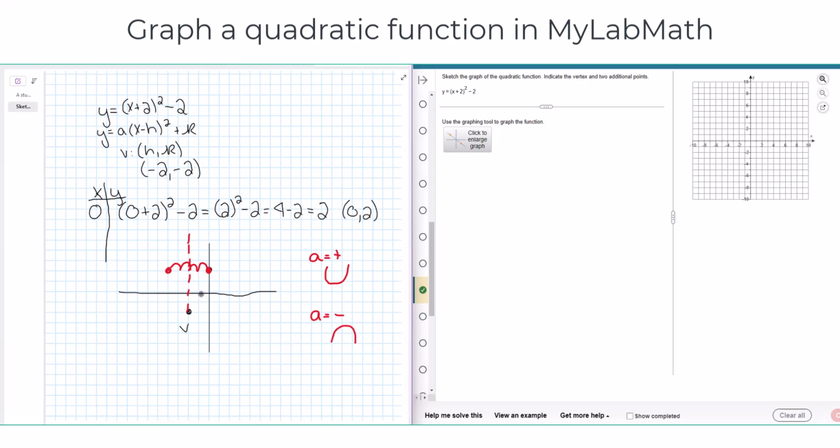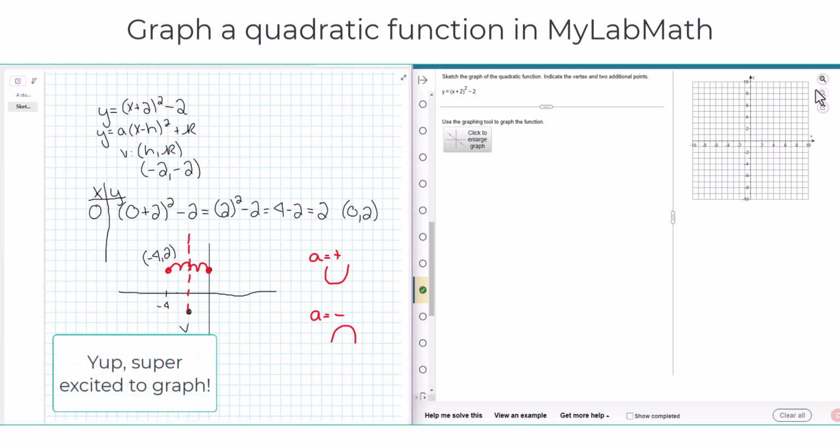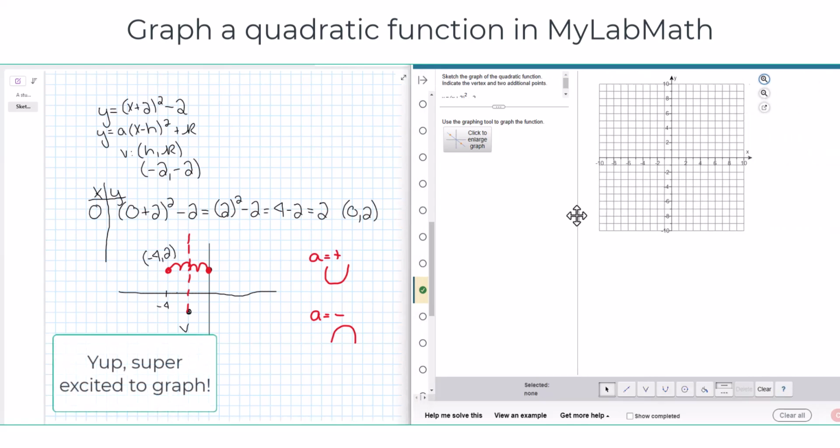All right. And what is this ordered pair? Well, let's count. 1, 2, 3, 4. This is -4. And then we're up 1, 2. So this is -4, 2. All right, we have everything we need to graph. So let's go over and graph. I'm going to make this larger.